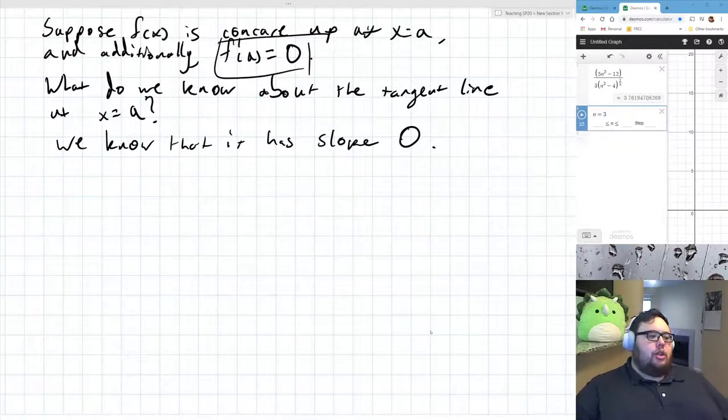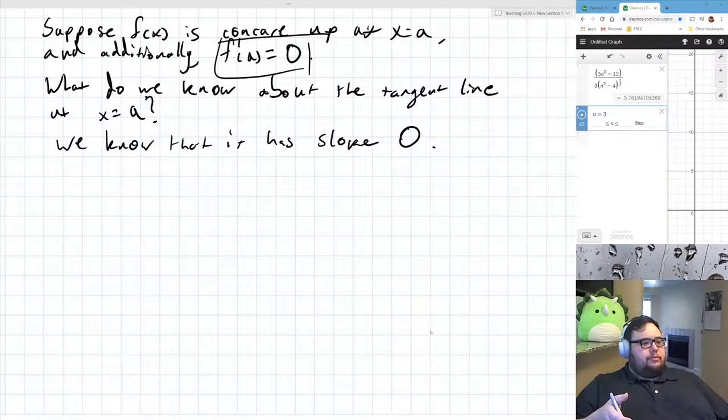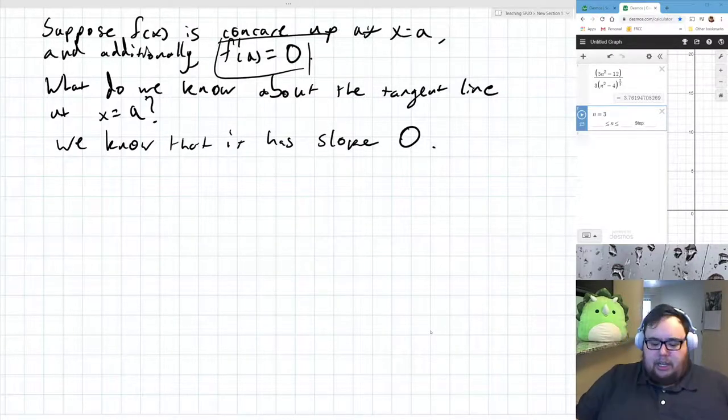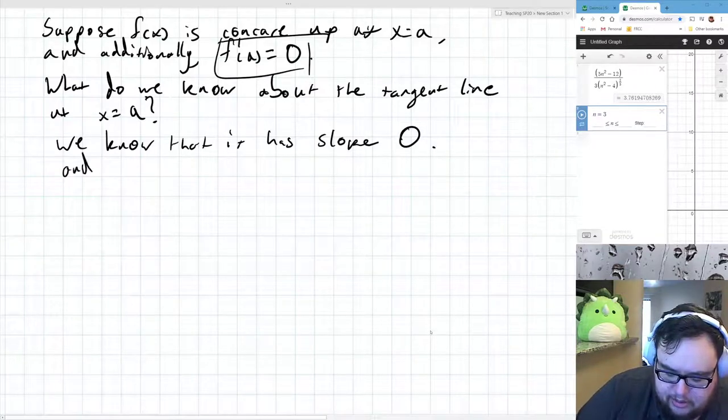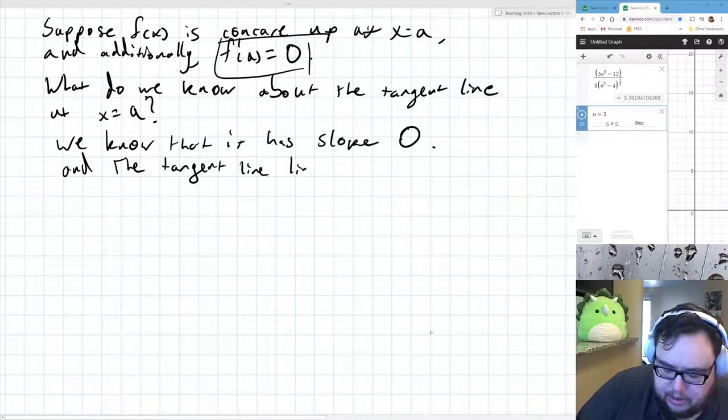Let's go back to the notes from yesterday. What is the original definition of concave up? What does it mean to be concave up? The rate of change is increasing. But we gave a definition that was graphical in nature. It had to do with the tangent line. The tangent line is below the curve. Yeah, so the tangent line lies below the curve.